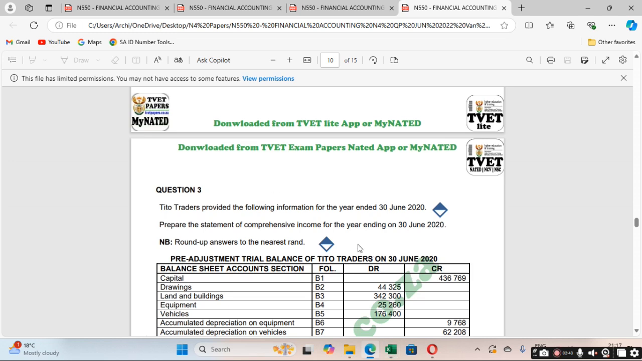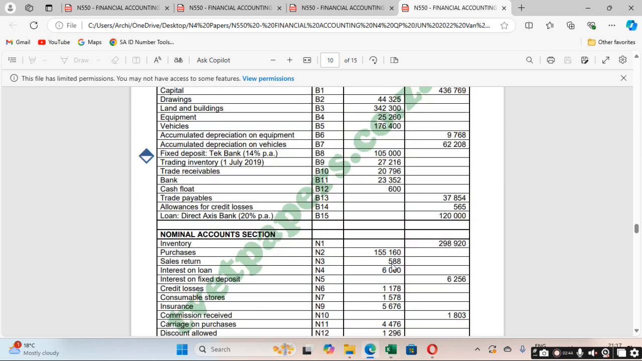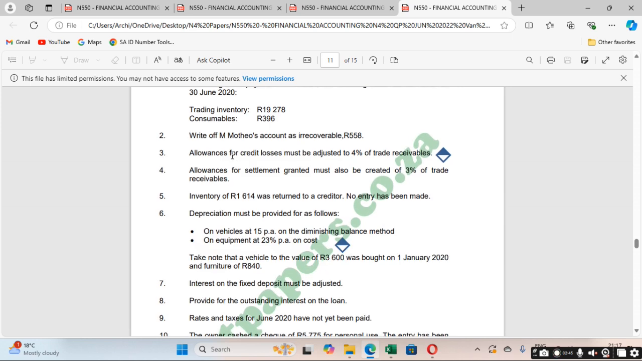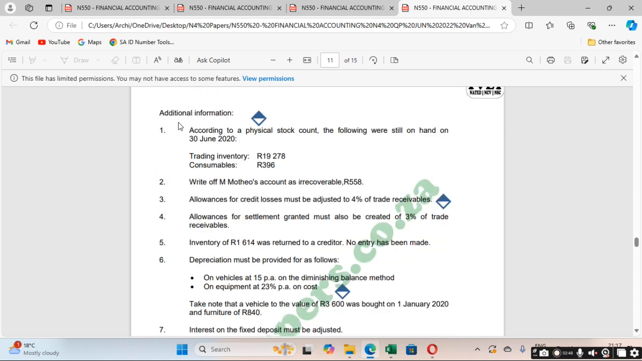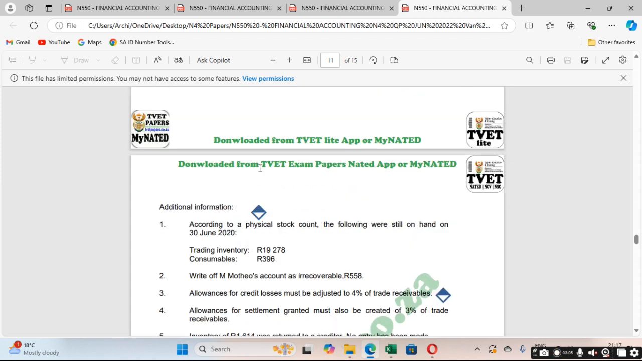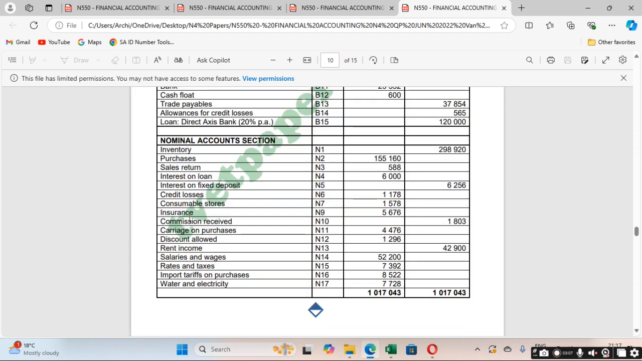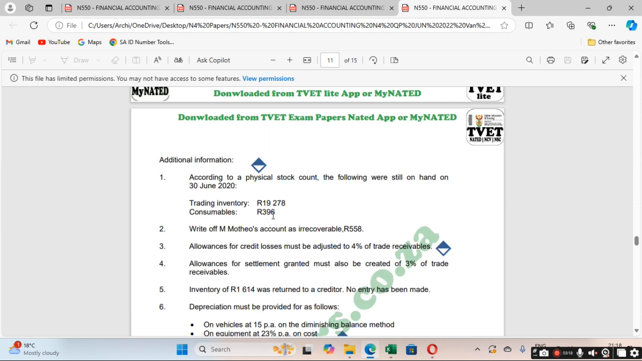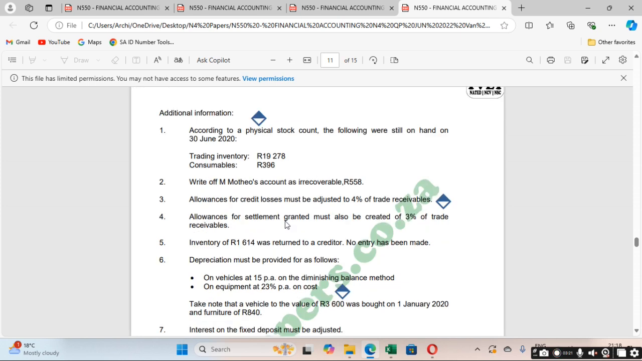Okay, so we have all the information, our trial balance, and then we'll also be looking at our additional information. Additional information number 1 says inventory on hand. This is going to form part of our closing inventory, the trading inventory. And then consumable stores on hand. We simply minus the on hand 396 from our total consumable stores.